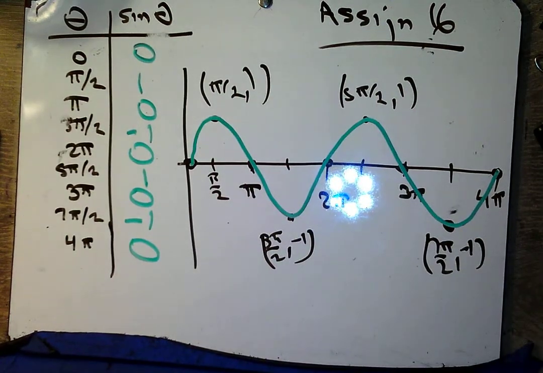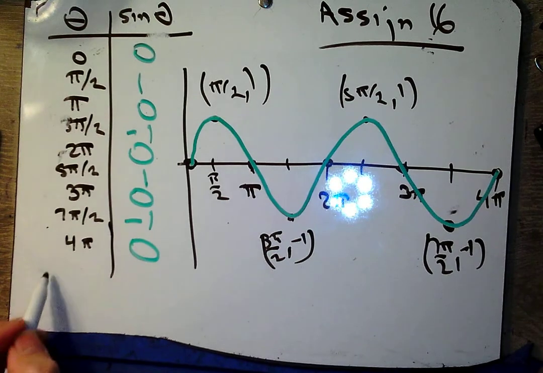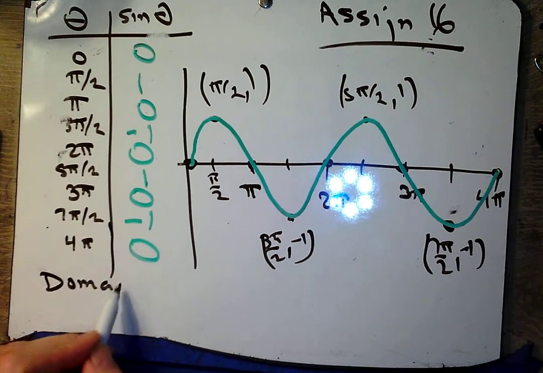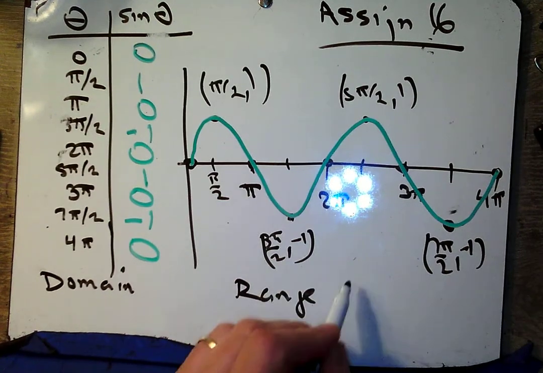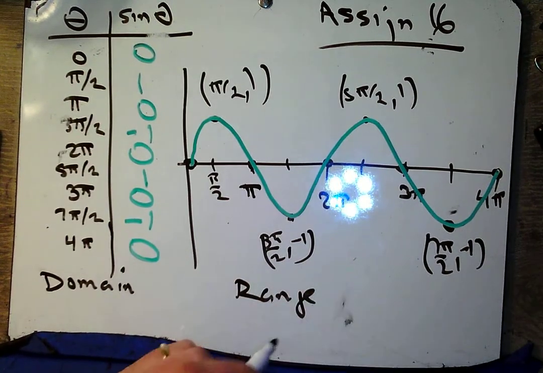Now, my question for you is, here's our graph of sine. I'd like to know what the domain is. I'd like to know what the range is. Can you tell me? Remember, use interval notation.